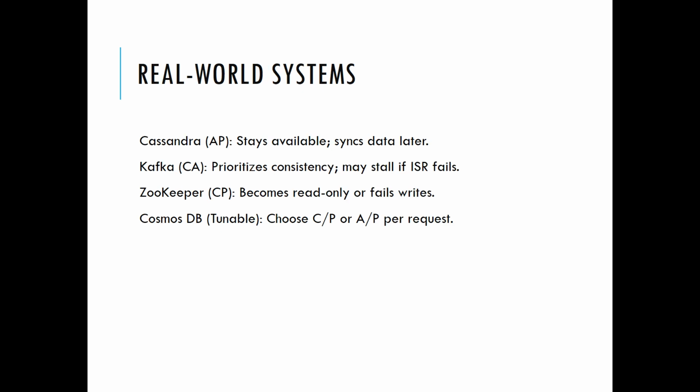Let's map theory to practice. Cassandra, AP. Netflix uses it. Streaming stays up, even if recommendations lag. Kafka, CA, prioritizes data consistency, may pause if replicas fail. ZooKeeper, CP, becomes read-only during partitions, used for coordination in Hadoop. Cosmos DB is flexible. Per request tuning, e.g., charge my card now equals strong consistency, show my order history equals eventual.